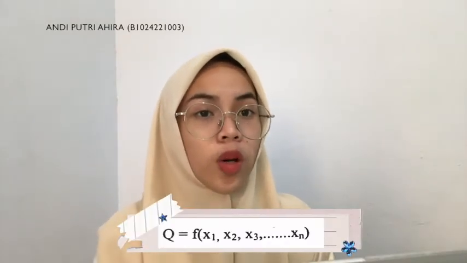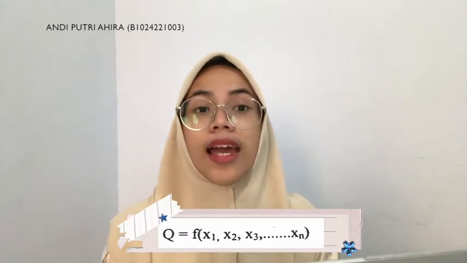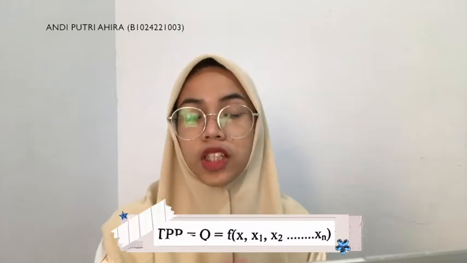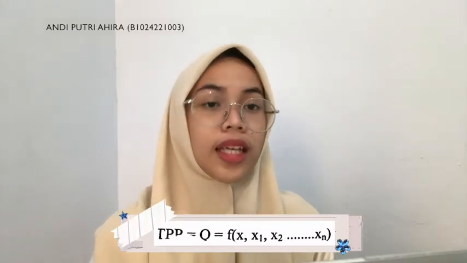The equation for functions of production in general is written as Q equals f of x1, x2, x3, and so on. The output Q is also called total physical product or TPP. TPP curve is defined as a curve that shows total production rate or Q at different levels of variable input usage, and the other inputs are considered fixed.